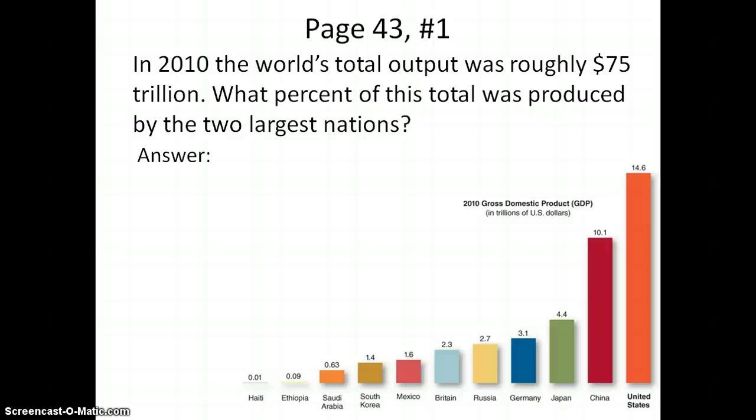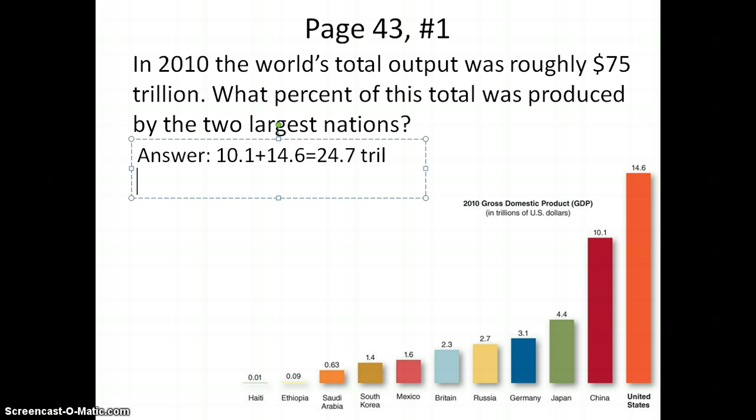in your homework it's 3 of the largest nations and 3 of the smallest. So I'm just going to do 2, so you'll have to do a little more to get the answer in the homework. Okay, so the 2 largest nations here in our graph are China with $10.1 trillion of GDP, and the United States, which has $14.6 trillion of GDP. So we add those together to get the total for both nations, and that comes to 24.7 trillion.